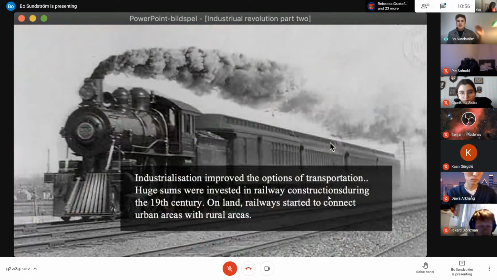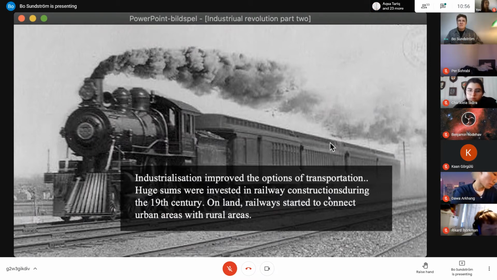And we also say industrialization improved the options of transportation. Huge sums were invested in railway constructions during the 19th century, and land railways started to connect urban areas with rural areas. I mean, we shouldn't really underestimate how small the amount was that people traveled before the Industrial Revolution. A lot of people who were living in, say, Småland or Dalarna, they didn't really visit Stockholm, perhaps once in their lifetime, if even so.